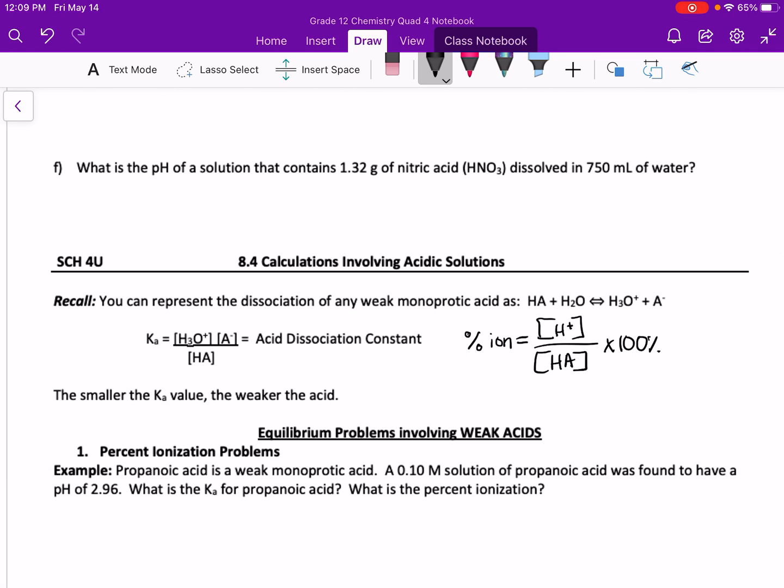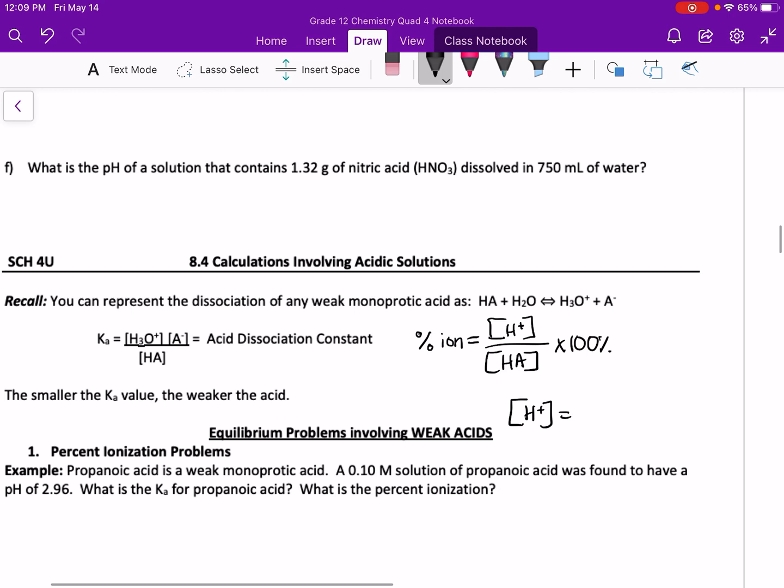In this question, we're able to calculate our concentration of hydrogen ions because we're given the pH. So we take 10 to the negative 2.96, and we get 1.096 times 10 to the negative 3 moles per liter. So when we put propanoic acid in water to make a solution at this concentration, we were able to ionize this much.